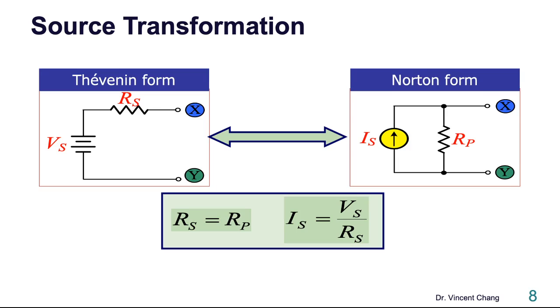So source transformation tells us we can make these two forms equivalent as long as we follow these two equations. The first equation: the series resistance on the left equals the parallel resistance on the right. The second equation: the current source Is equals the voltage source Vs on the left divided by Rs.